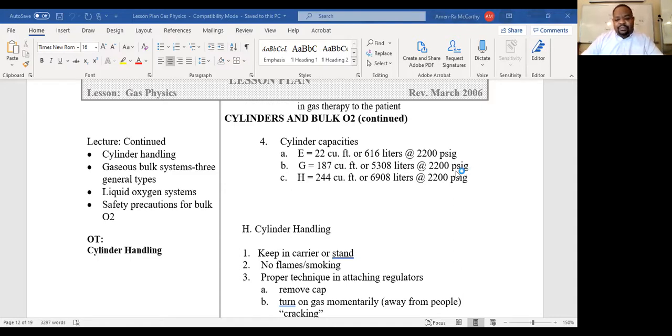You might see PSI or PSIG, same thing, okay? That's the same thing. And then the H cylinder holds 6,908 liters, but it still exerts a pressure of 2200 PSI. And that's all they're trying to show you right there, okay?